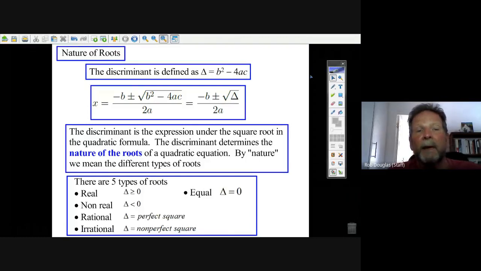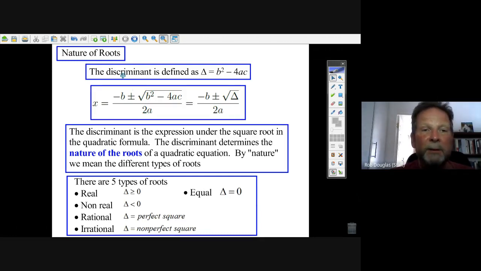Okay, we're going to look at something that's pretty important. It comes up in most all exams, and it's something called the nature of roots. We have this quadratic formula here. We found the roots of a quadratic equation are equal to negative b plus or minus the square root of b squared minus 4ac, all over 2a.